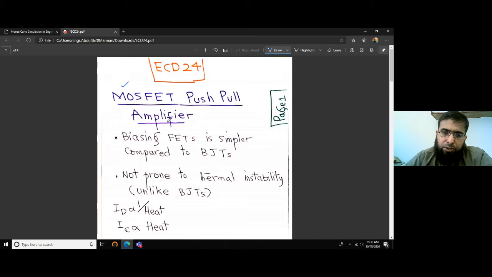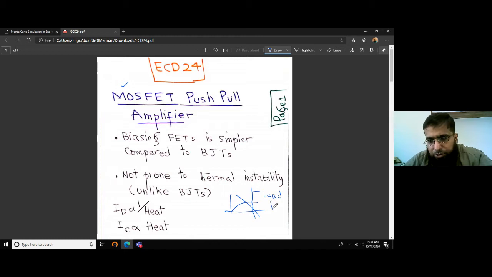There are some advantages of using FETs as push-pull amplifiers. The first of them is that biasing them is of course simpler compared to BJTs, and they're not prone to thermal instability. We studied that due to temperature changes, the BJT-based class push-pull amplifier biased at this point near VCC becomes unstable, and the current can increase without bounds. So this was the DC Q point, the DC load line that we studied in one of our previous lectures. That makes the BJT based amplifiers prone to changes in temperature, and they become unstable as the temperature rises.